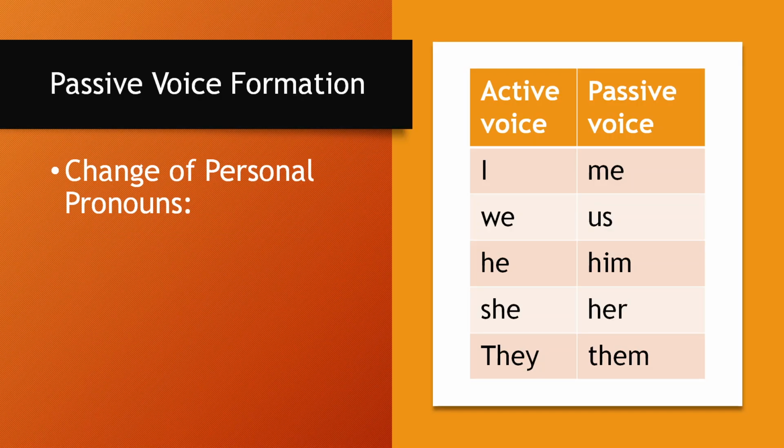Now, let us straight away look at the passive voice formation. The very first change we observe from active to passive voice is the change of personal pronouns. So here is the list of the personal pronouns in active and passive voice. I becomes me, we becomes us, he becomes him, she becomes her, they becomes them.